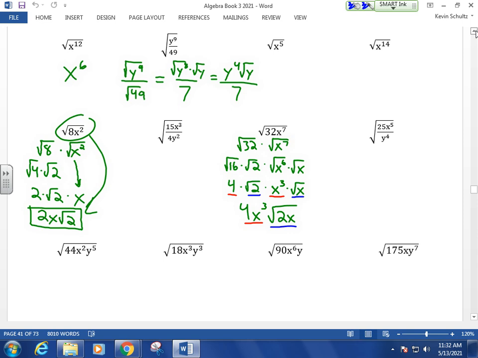Let's go to the fraction one here. The root of 15x cubed over the root of 4y squared. And as these fractions get more and more involved, I really like that we can split this up into the root of 15x cubed over the root of 4y squared and deal with them separately. And again here, folks, enjoy it while it lasts. What do you notice about your denominator here?